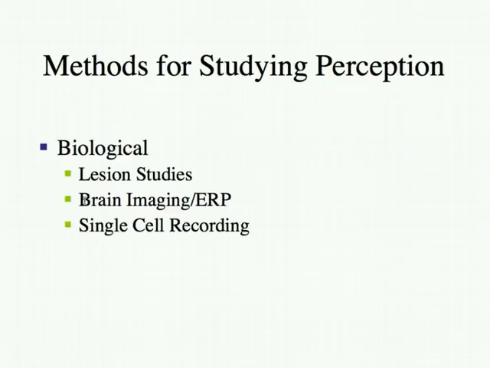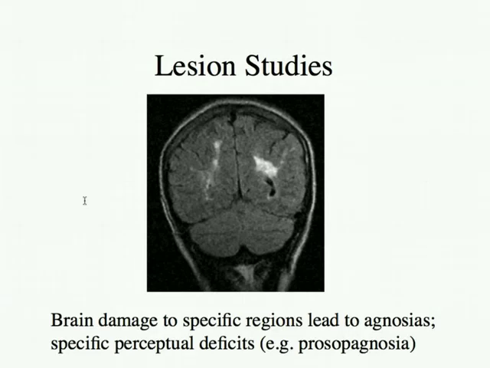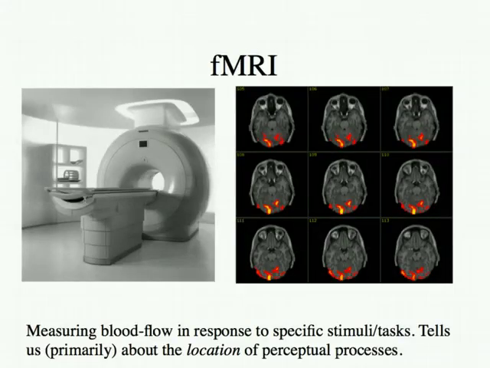The next method we discussed was biological, so lesion studies, imaging, and single-cell recording, and we just briefly went over some of these. Lesion studies are, of course, cases where there's brain damage to specific regions, and so we're going to actually look at several of these over the course of the semester. Certain kinds of brain damage can lead to certain specific kinds of perceptual deficits, for instance, agnosias, which are specific recognition deficits.